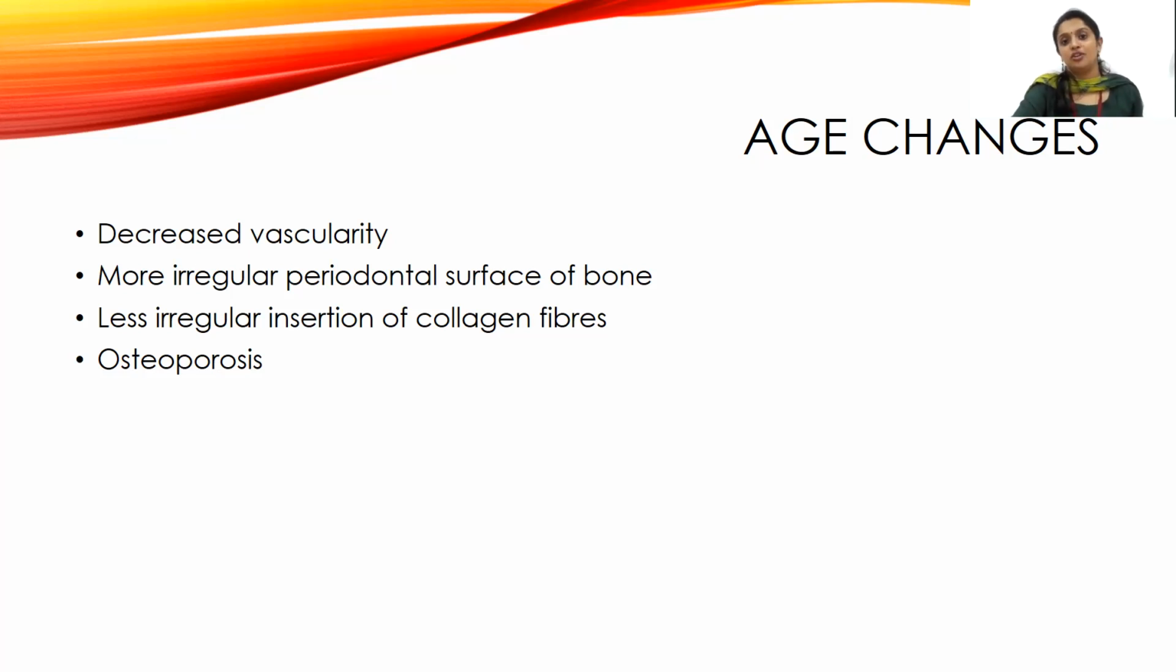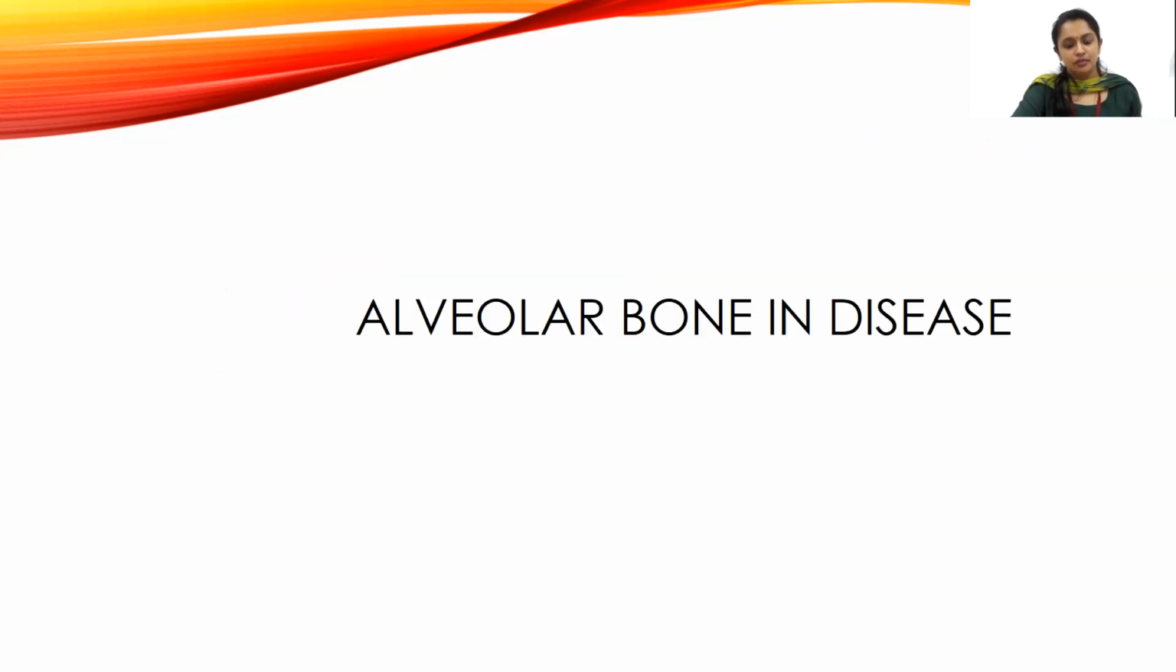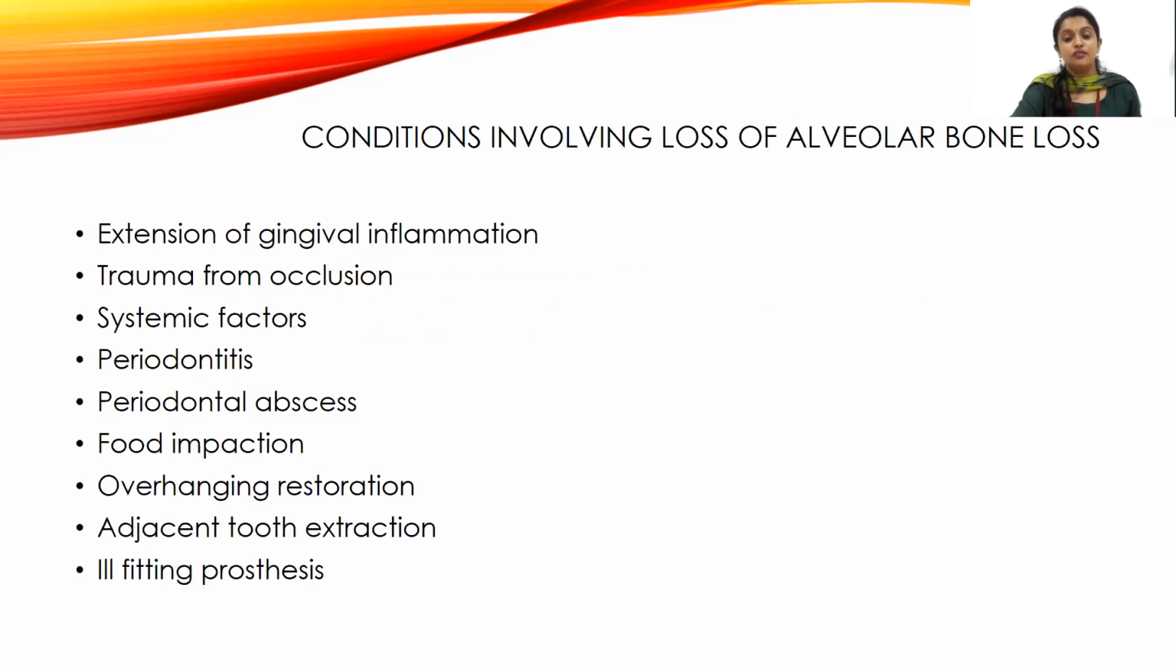But what are the other pathological changes? That is alveolar bone disease. We find that the conditions involving the loss of alveolar bone are mainly the extension of gingival inflammation, trauma from occlusion, systemic factors, periodontitis, periodontal abscess, food impaction, overhanging restoration, adjacent tooth extraction, and ill-fitting prostheses. So all these play a major role in the formation of, or will result in, an infectious kind of environment.